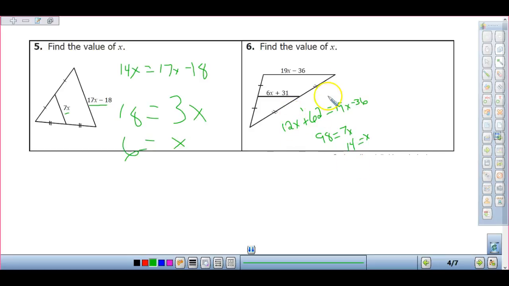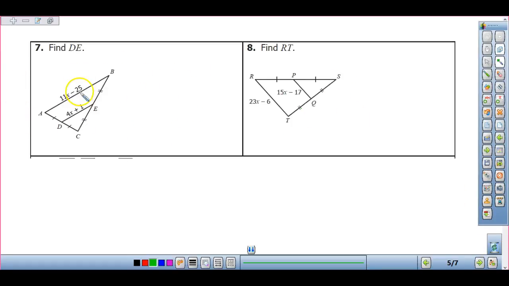Okay, so when I double that, be careful because it's 2 times my 6x plus 31. Okay. Same thing here, except if you're finding DE and RT, you got to plug in your x once you find it. I think that you guys are good with that.